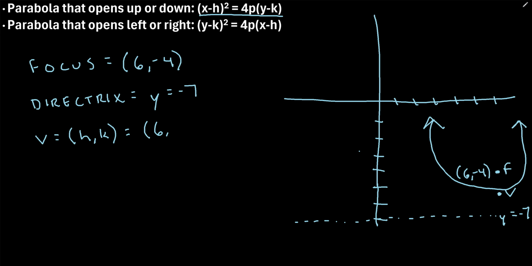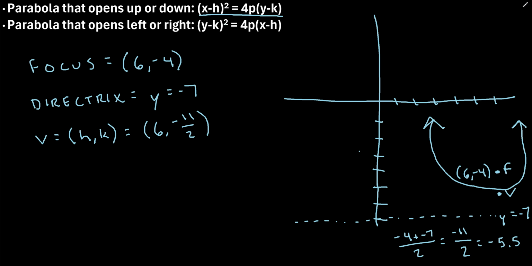To figure out what k is, we just need to know that the vertex is directly in between the focus and the directrix. Or in other words, the y coordinate will be directly in the middle of -4 and -7. So what's directly in between those two? Well, we could do -4 plus -7 divided by 2. So find the average between those two values. So -4 plus -7, that's -11 over 2. Or if you'd like to think of it as -5.5, you can think of it that way too. So we'll write -11 halves. So our vertex is located at the point 6, -11 halves.